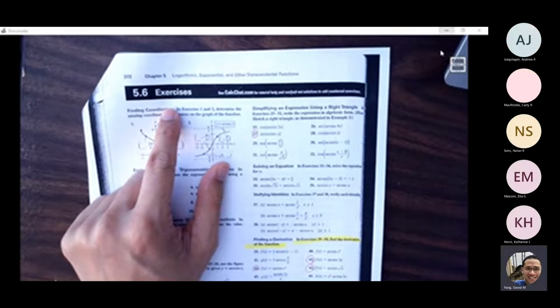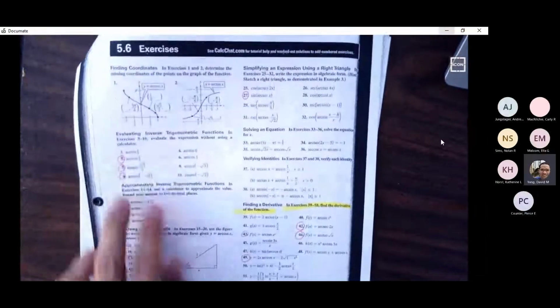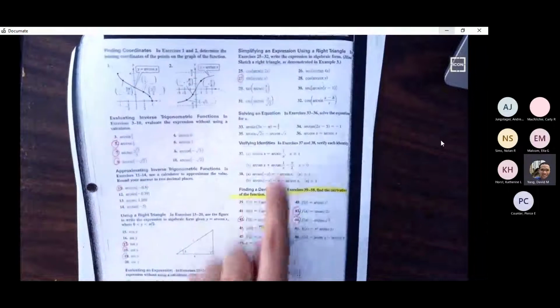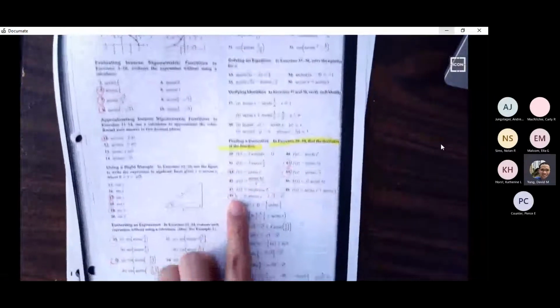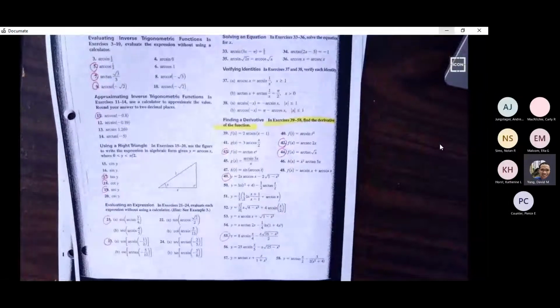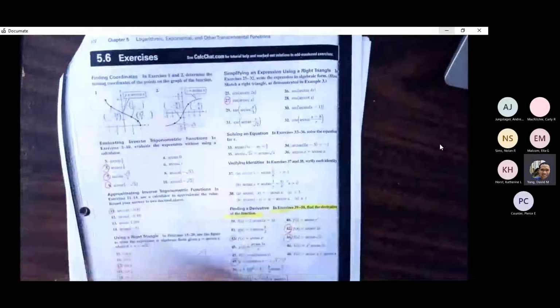Due tomorrow, which is from 5.6. I'm going to skip past the evaluation and just move on to the derivatives. So I'm going to pick out some problems from the derivative. If you guys have any specific questions, I can also go over those as well. So this is from your homework, page 372.